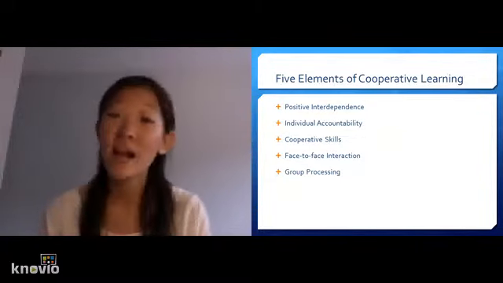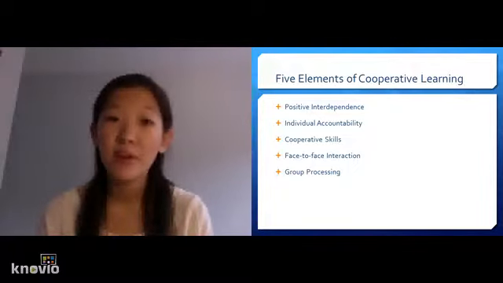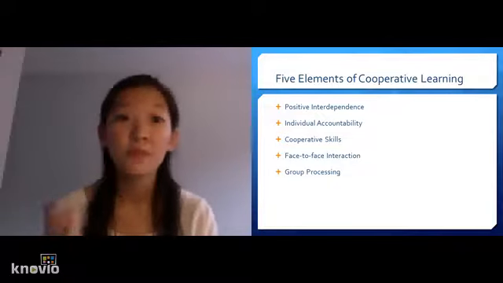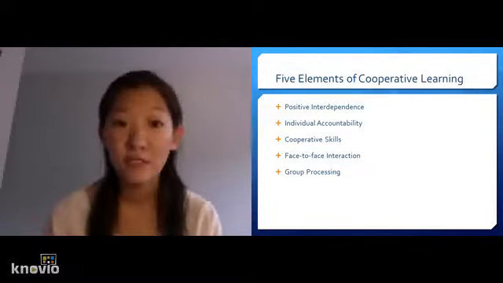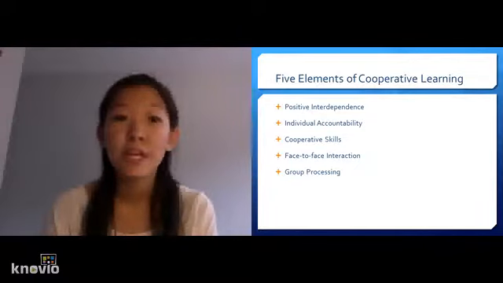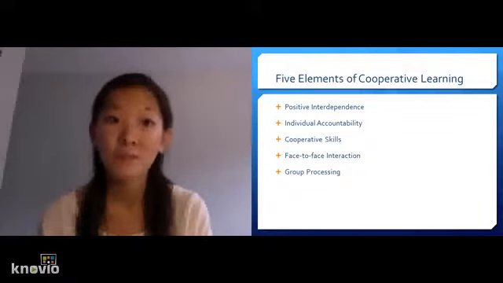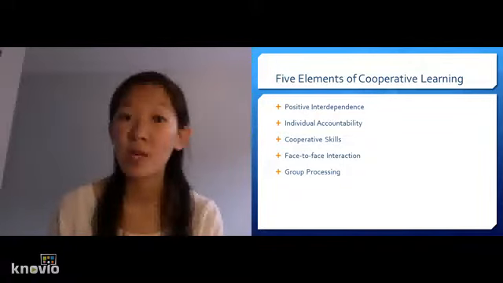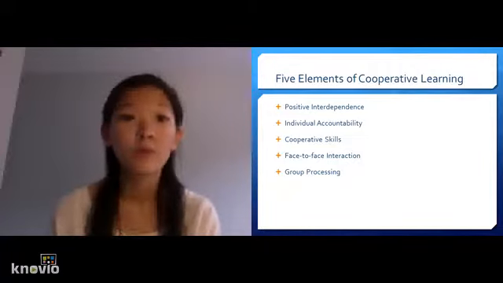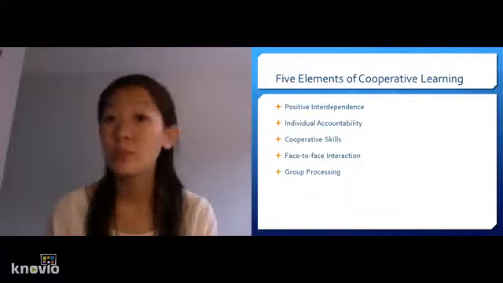There are 5 major elements that form cooperative learning. These 5 elements are positive interdependence, individual accountability, cooperative skills, face-to-face interaction, and group processing. Oftentimes, educators attempt to use cooperative learning in their classrooms without these elements. What results is a form of group work where only 1 or 2 students usually take responsibility for the work of the whole group. Without these 5 elements, cooperative learning will not be successful.